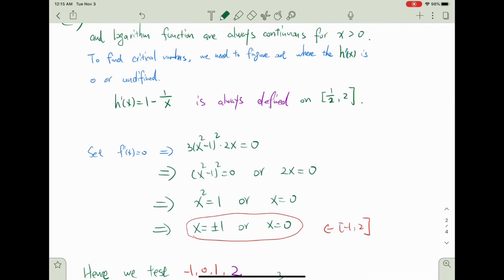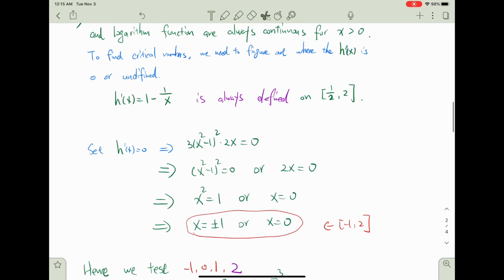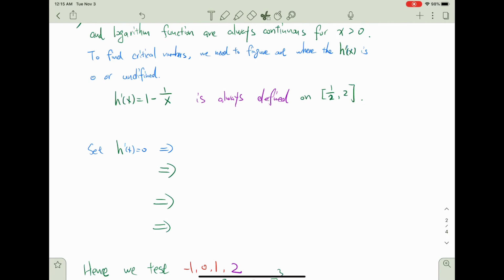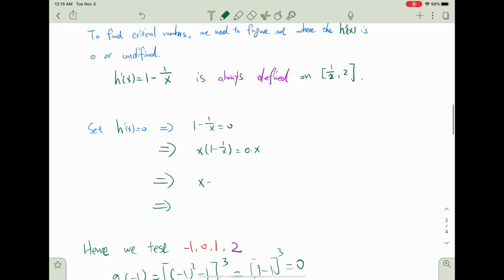Okay, so set the derivative equal to 0, then h prime of x is equal to 0, right? So we have here 1 minus 1 over x equal to 0, and we multiply x on both sides, so we have x times (1 minus 1 over x) equal to 0 times x, right? So we have x minus 1 equal to 0, which means that x is equal to 1. So this number x equal to 1 will make the derivative equal to 0.